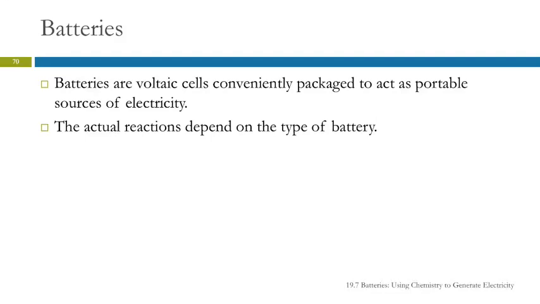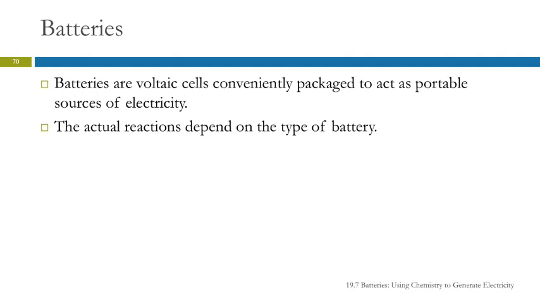So batteries. Batteries are voltaic cells. And what we've been talking about are voltaic cells or galvanic cells. Those are the types of electrochemical cells that produce electricity spontaneously. The reactions occur spontaneously. So a battery is just a voltaic cell that's conveniently packaged, so it's not going to slosh all over the place or fall apart, and you can stick it in your device and take it with you.